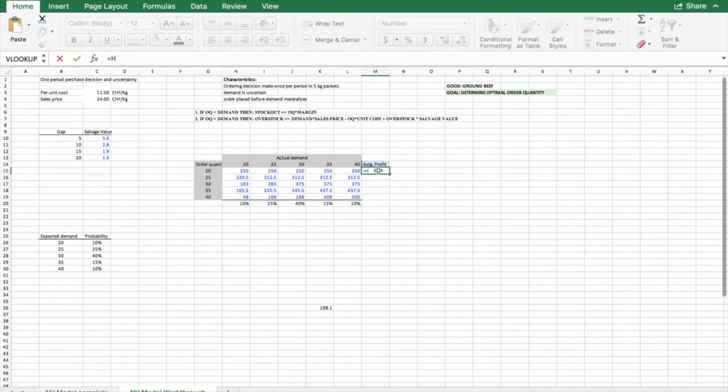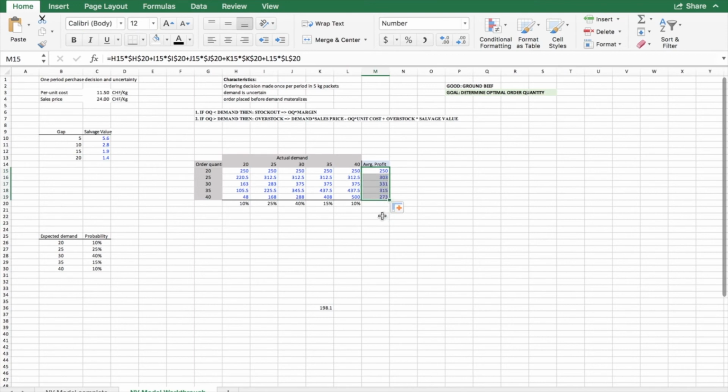So now we're able to calculate our average profit by multiplying in the probabilities. So each time we can put the profit for given demand and order quantity and multiply that by the probability that the actual demand is realized. So now all we have to do is copy that down, and we've got our average profit for all of our different cases here.